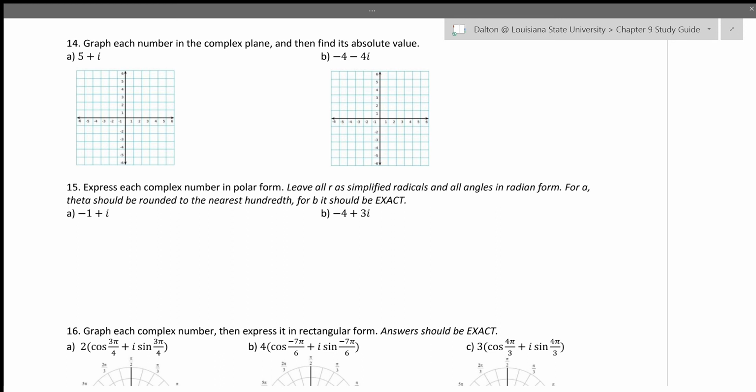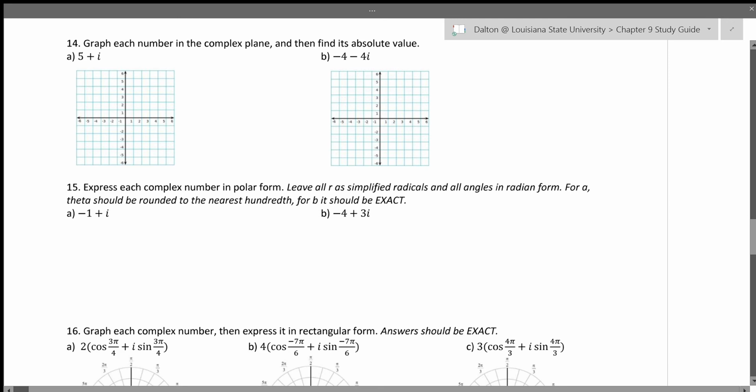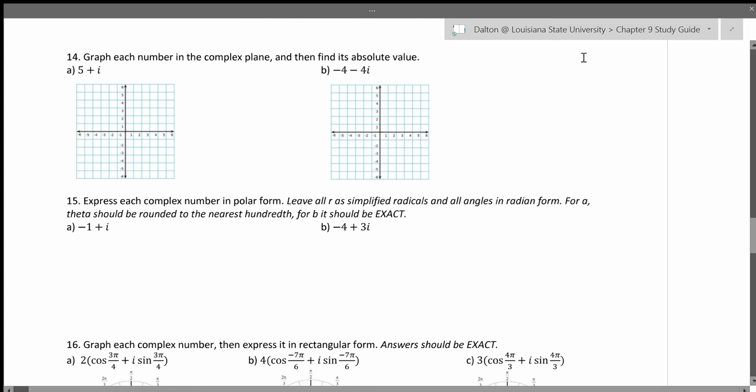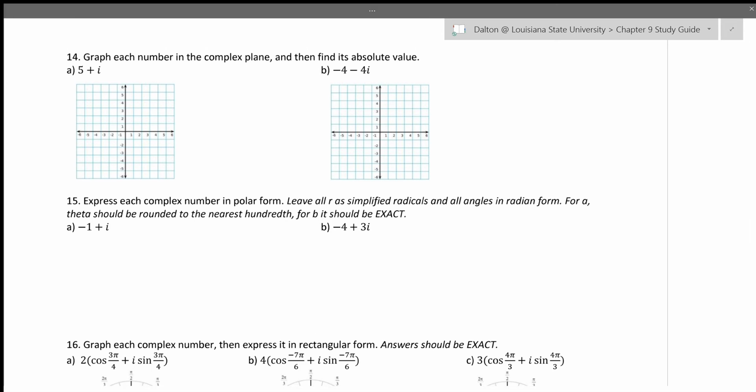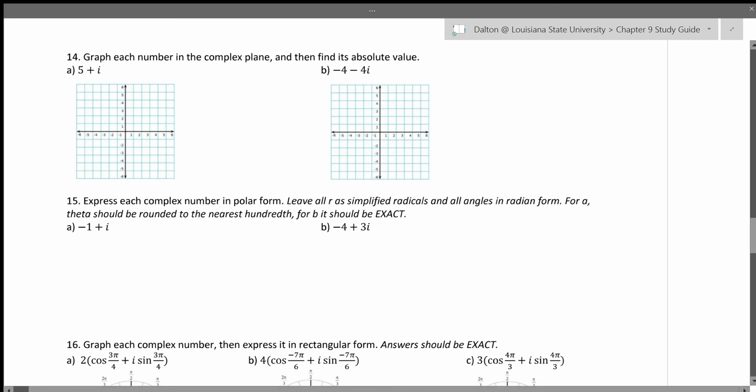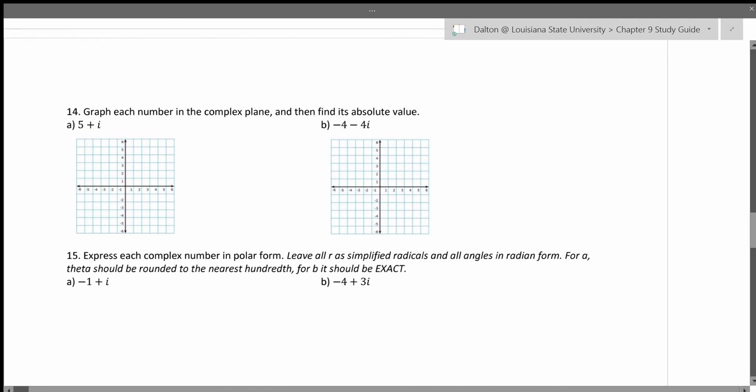All right, page 3 of your chapter 9 study guide. Number 14 asks you to graph each number in the complex plane, then find its absolute value. Two very important things to remember. Thing number one is that if you're not in the habit of labeling your axes, most of the time it's okay. But in the complex plane, it is very important that you actually label the horizontal axis as the real axis and the vertical axis as your imaginary axis, which is I.